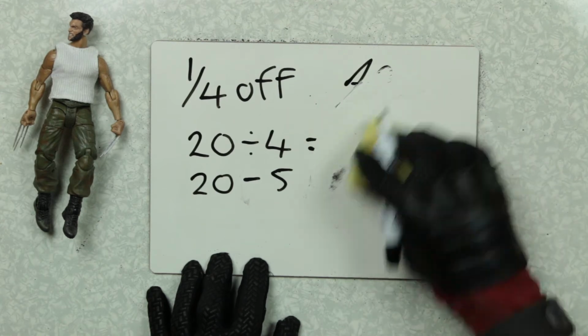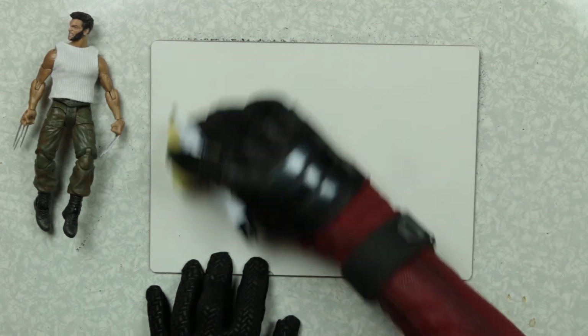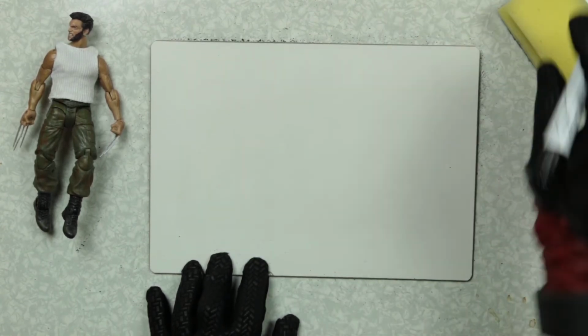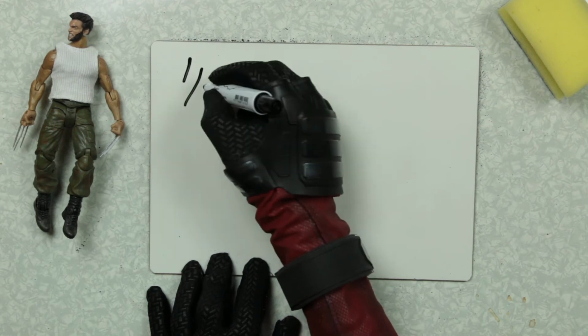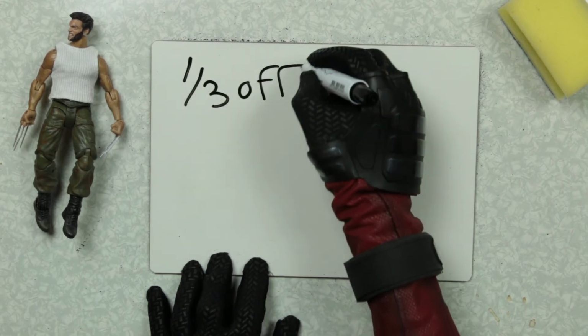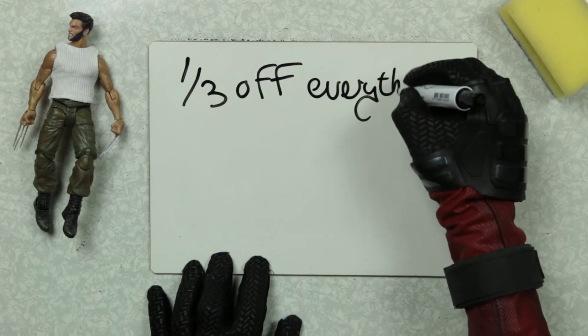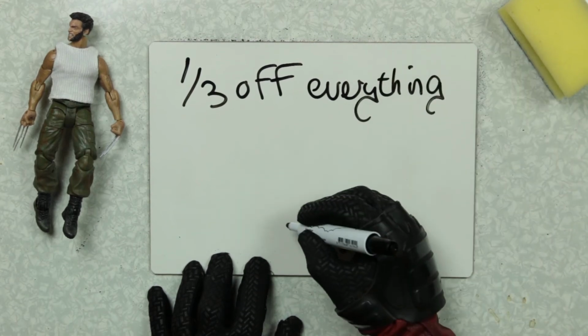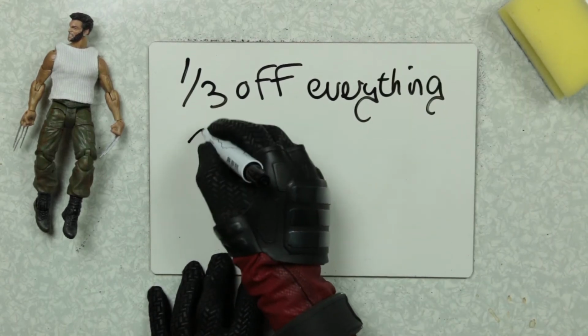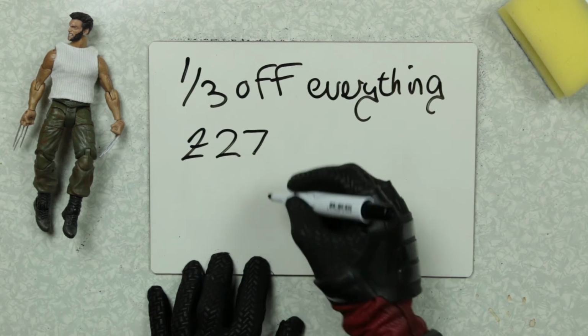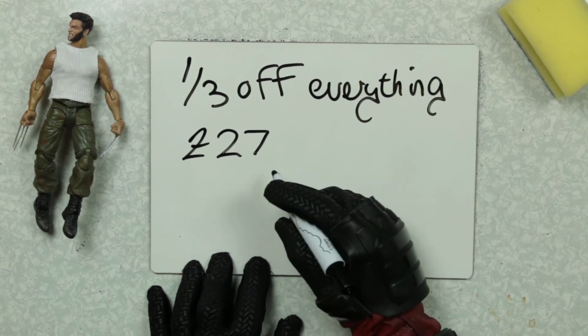Okay, right. Let's do one together to finish. Let's say a store is offering a third off all prices, and the thing you want to buy is £27. Let's see if you can do it.